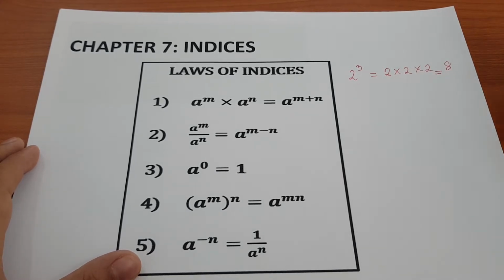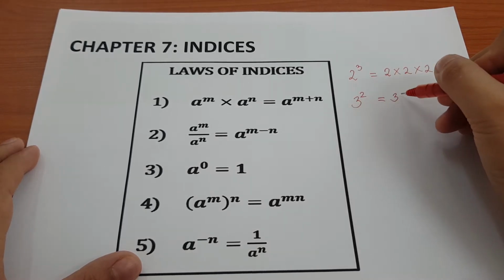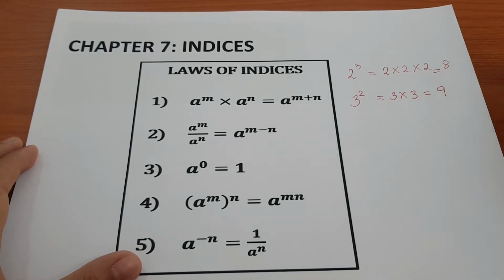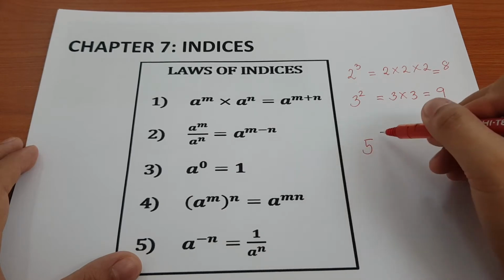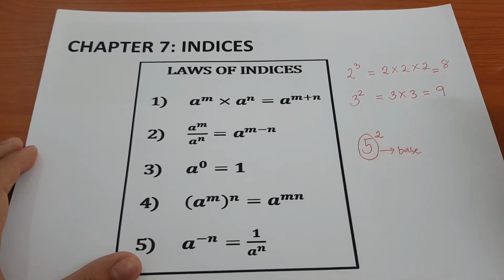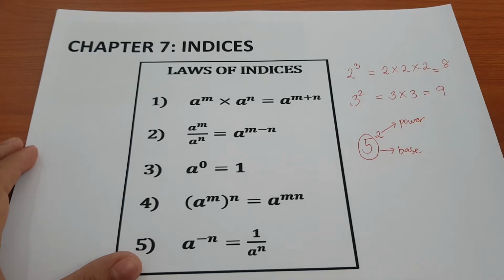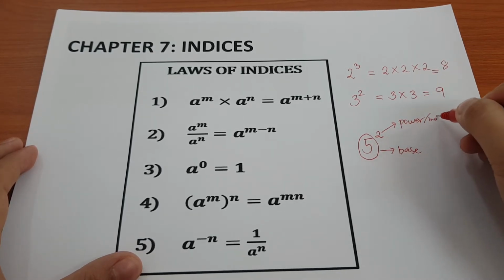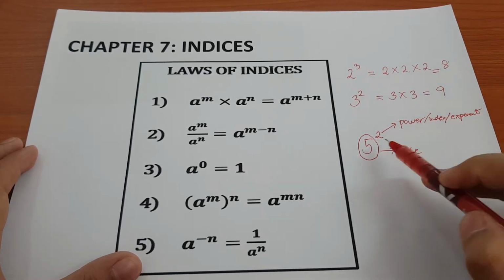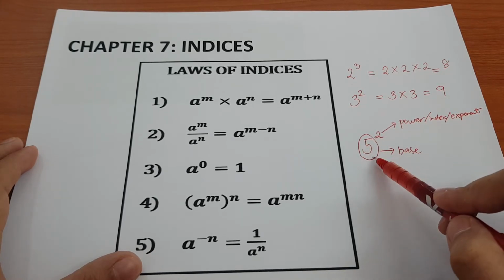So this is our exponent. And 3 power 2 means 3 multiplied by 3, so this is 9. Naming this, if you say 5 to the power of 2, this 5 is what you call your base, and this 2 is the power, or the index, or exponent. So this could be power, index, or exponent, and this one is your base.